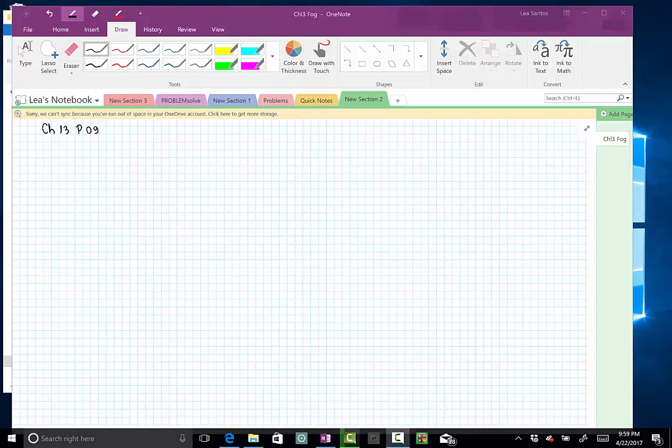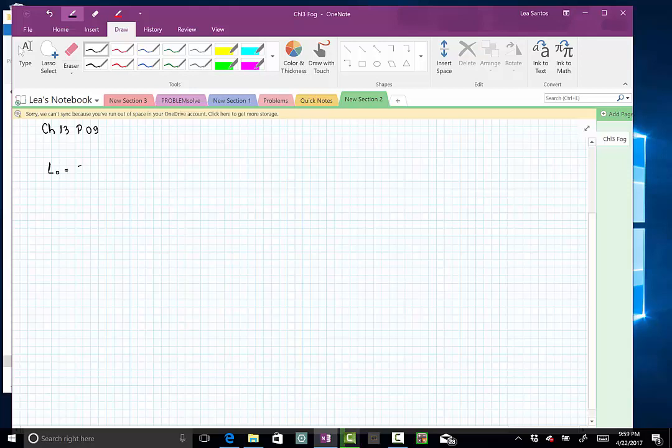So this is problem 9, chapter 13 of Giancoli 6th edition. What's given to us is the Eiffel Tower, and they say that it's made of iron. Okay, so we know the material of the tower. They tell us that the tower is approximately 300 meters tall. Okay, so let me put this piece of information here.